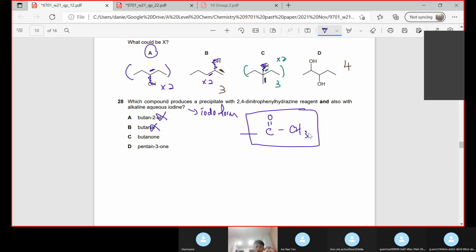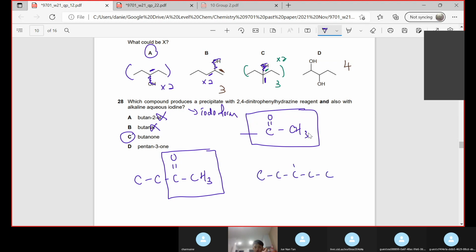Then you draw C and D. Butanol is 4 carbon, right? 4 carbon. Then we have C double bond O CH3. You have this structure on the butanol, so C is your answer. Pentanetrione, no. Okay, 1, 2, 3, 4, 5. Double bond O here, you don't have a CH3 group. You have CH2, CH3. So it cannot give a positive result for the alkaline aqueous iodine.